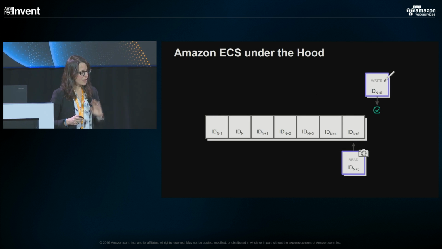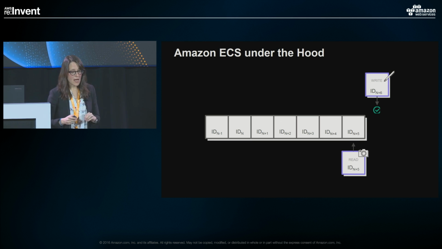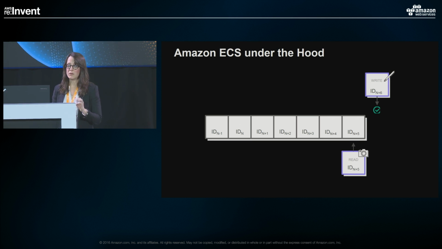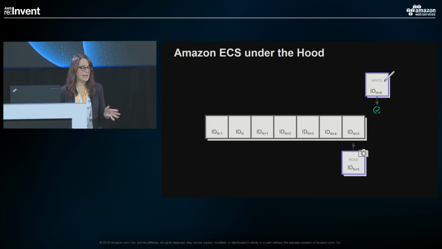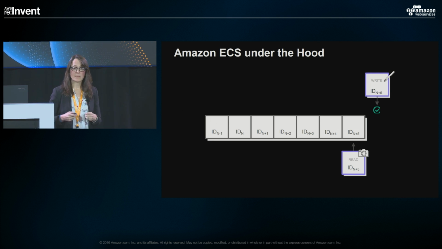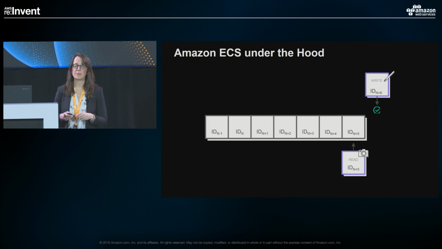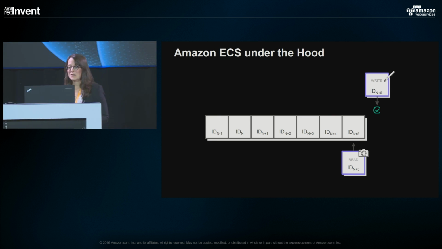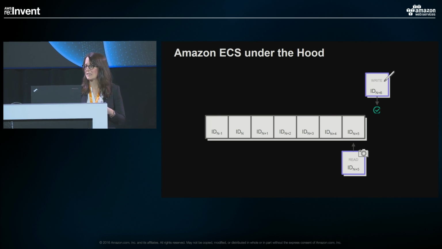Let's talk about exactly how we achieve this concurrency control under the hood. ECS is built using one of Amazon's core distributed systems primitives. It's called a Paxos-based transactional journal-based data store.